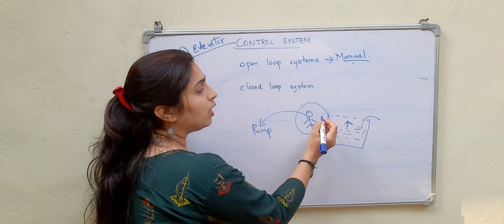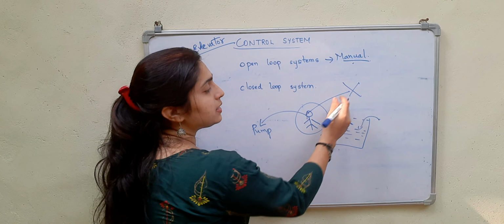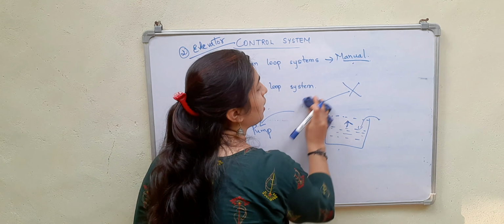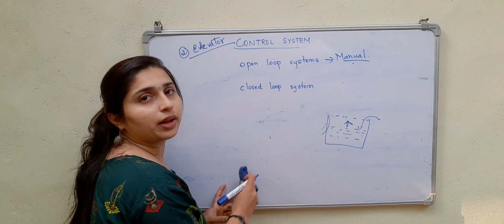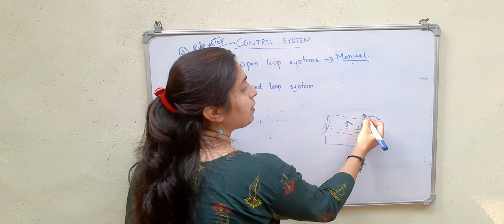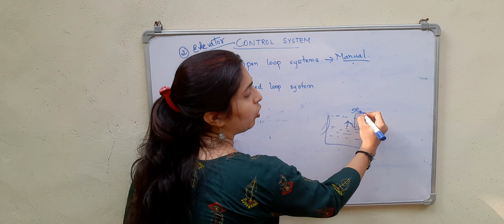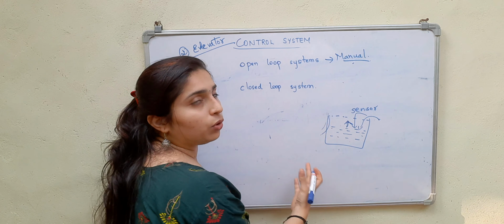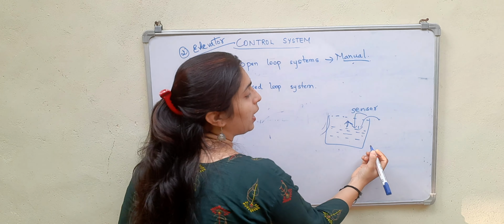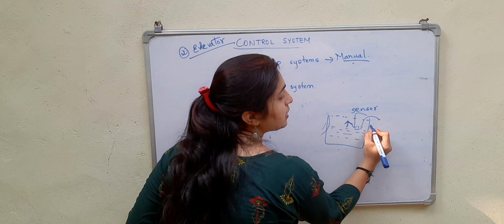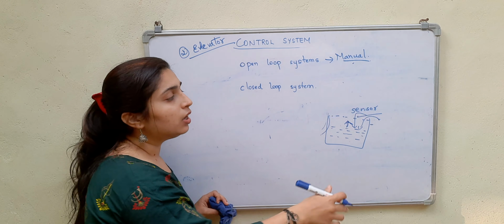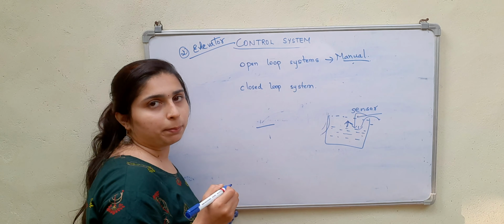But similarly, what happens if I replace this operator, this person, with sensors and controllers? That becomes your automatic control system. I will place a sensor in the water, and there will be a microcontroller controlling all the operation. When the water reaches a certain level, the sensor sends a message to the controller and it switches off the pump.